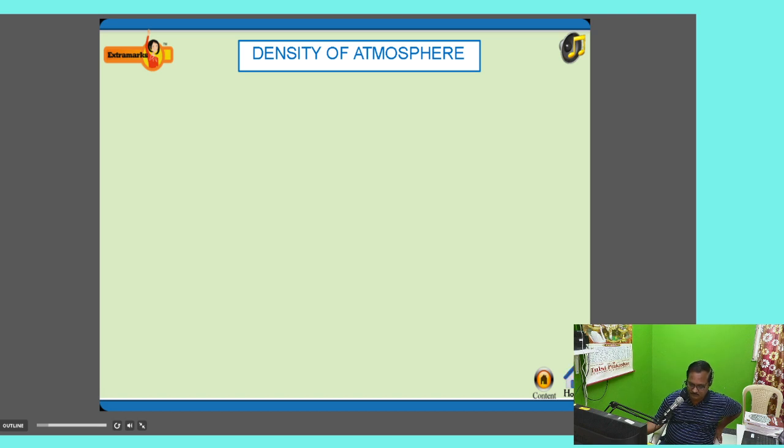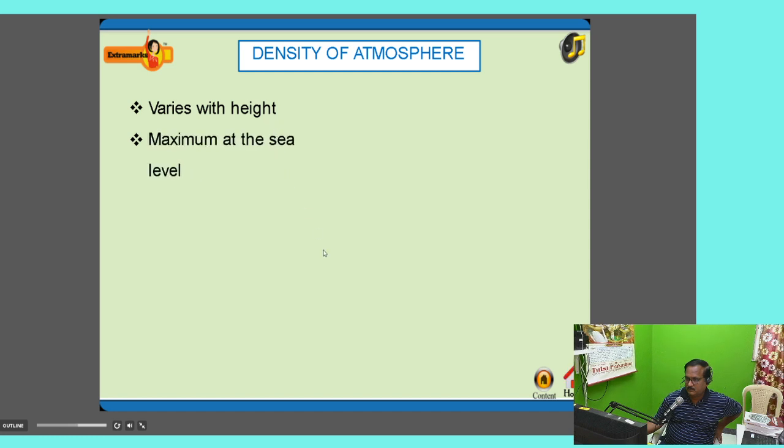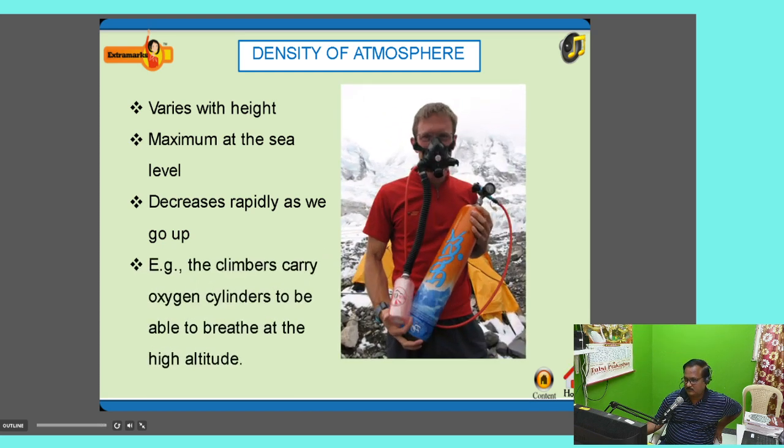Density of atmosphere varies with height. It is maximum at the sea level and decreases rapidly as we go up. Example, the climbers carry oxygen cylinders to be able to breathe at high altitude.